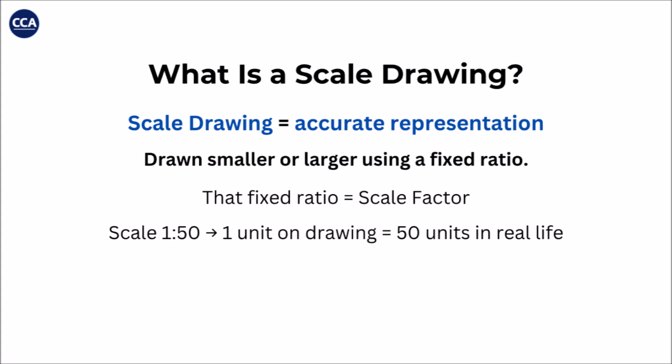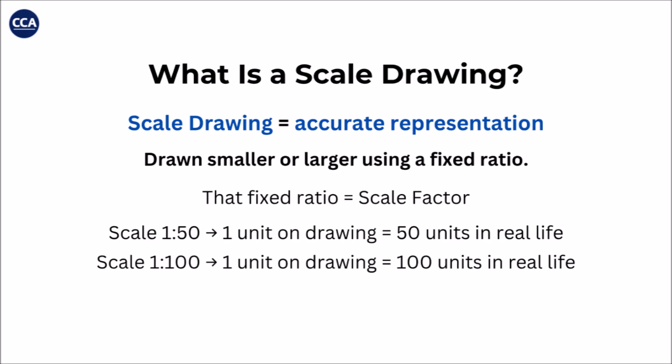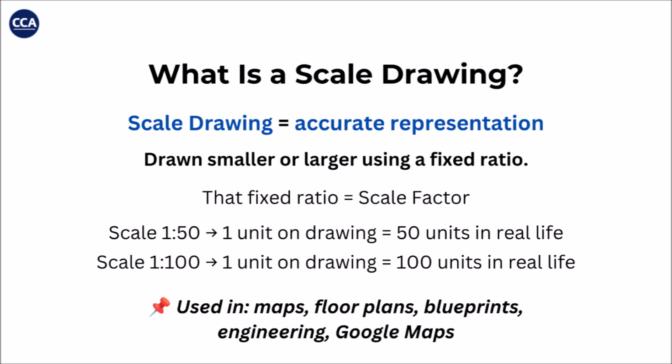A scale of 1 to 50 means every 1 unit on the drawing represents 50 units in real life. A scale of 1 to 100 means every 1 unit on the drawing represents 100 units in real life. The larger the second number, the smaller the drawing appears compared to reality. Scale drawings are used everywhere: maps, architectural plans, engineering blueprints, model making, and even Google Maps on your phone.